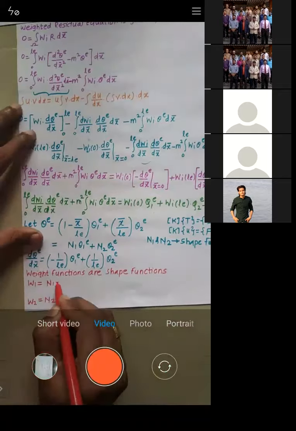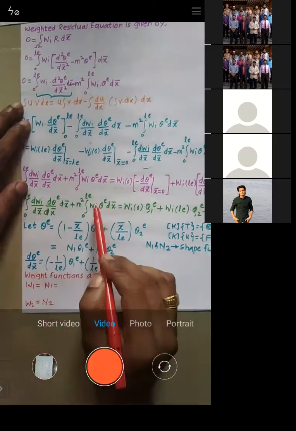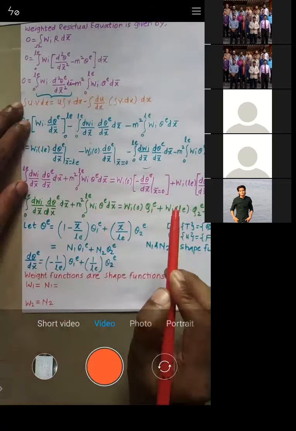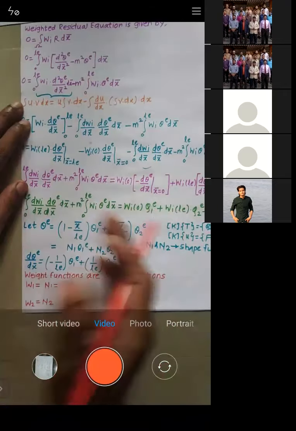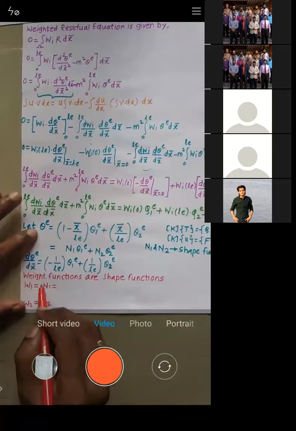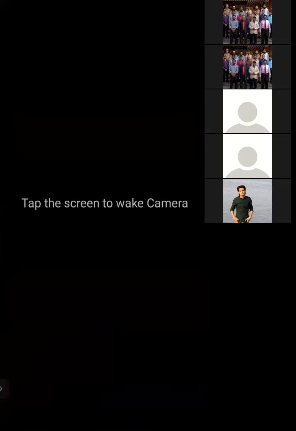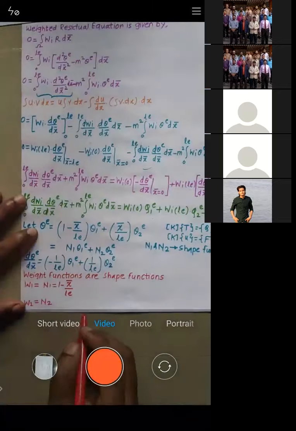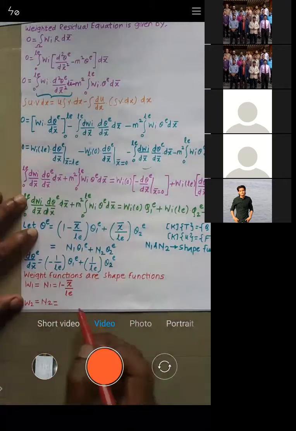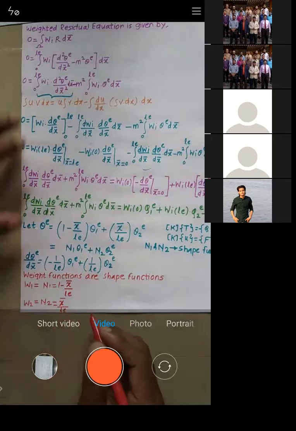You can see we require the weight function, the derivative of the weight function, the weight function at 0, and the weight function at LE. Same as what we did for the previous problem. So W1, the first weight function, is equal to N1, which is 1 minus x bar by LE. Similarly, the second weight function W2 is equal to N2, which is x bar by LE.